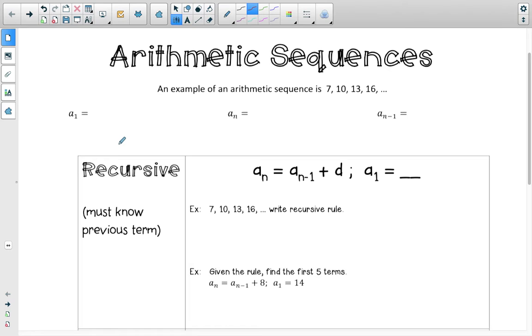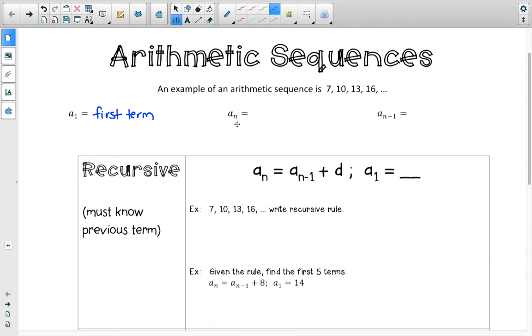An arithmetic sequence has a recursive and an explicit form. The recursive form is very similar to our now next that we've seen before, and the explicit is just like the linear equation in y or slope-intercept form that we've seen before. So some things you need to know for arithmetic sequences is you need to know what a sub 1 is. This is your first term. So a sub 1 means your first term.